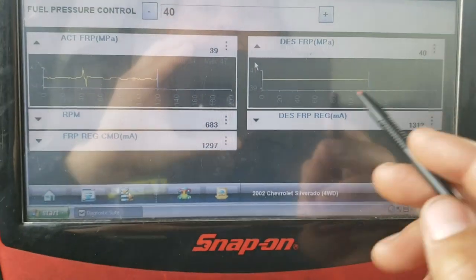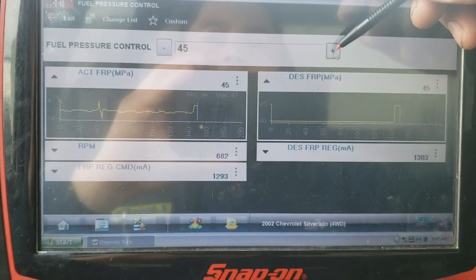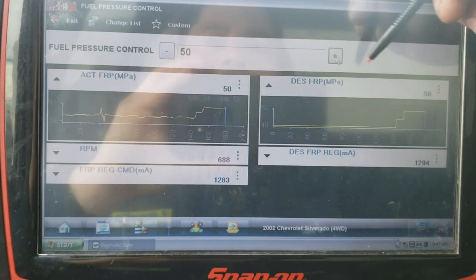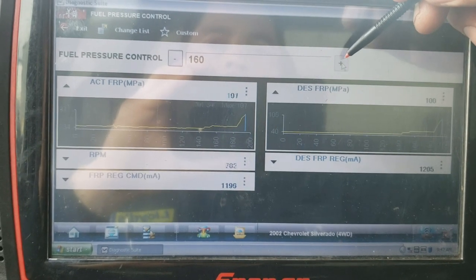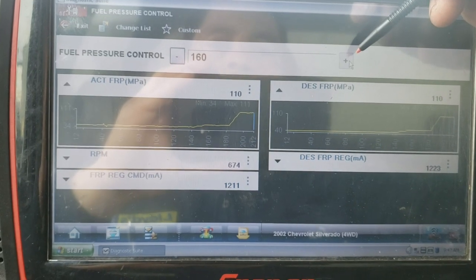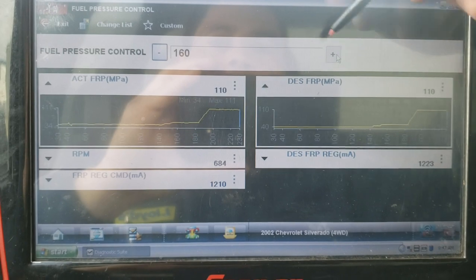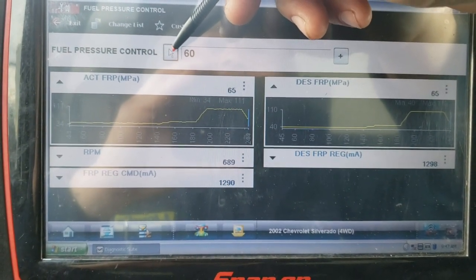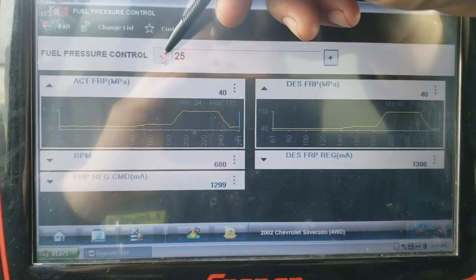Okay, so now I'm going to start increasing the pressure here, and we see the computer desire is 50, and we are following. Okay, so we're able to build the pressure. I think what happened is when we're driving on the road, some type of control of the system is bleeding down the pressure, either an injector or a pressure relief valve or something like that.